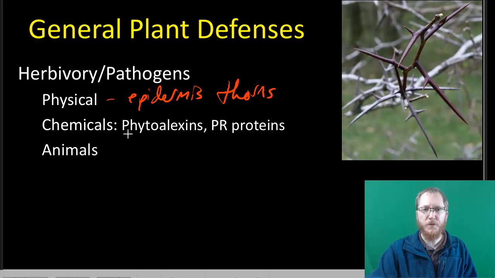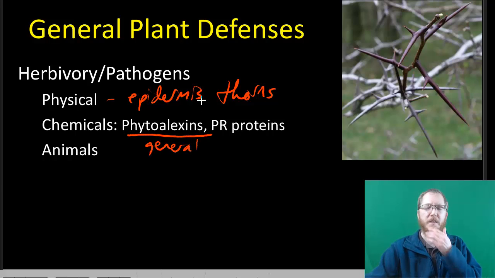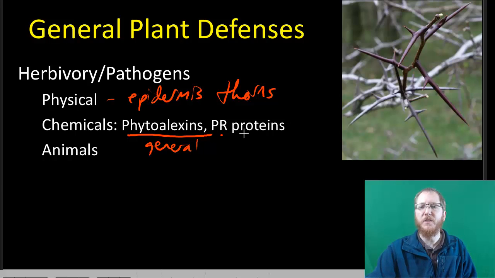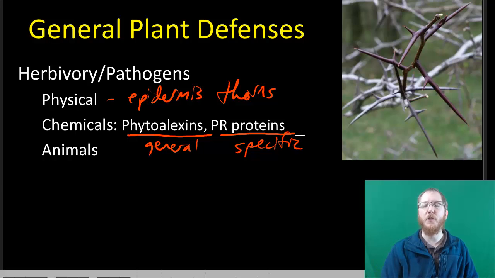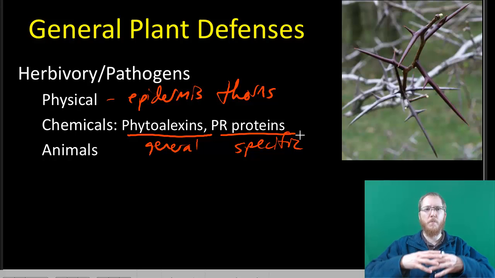They also have chemicals. Phytoalexins are kind of more general chemicals. You can think of these a little bit more like antibiotic type substances. We have some of these antimicrobial substances that we produce. They're not phytoalexins, but similar, that we secrete in our skin, etc. And then the PR proteins are more specific. I guess you would say these are a bit more like our antibodies. They're more targeted to specific pathogens or groups of pathogens versus being more broad.